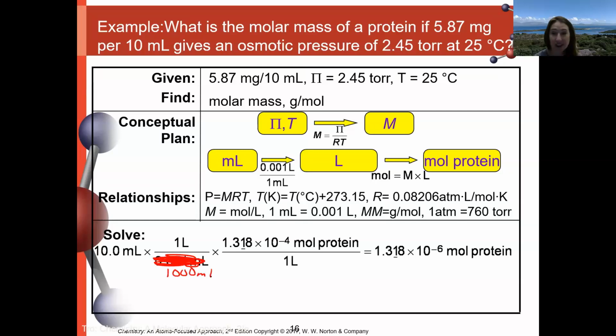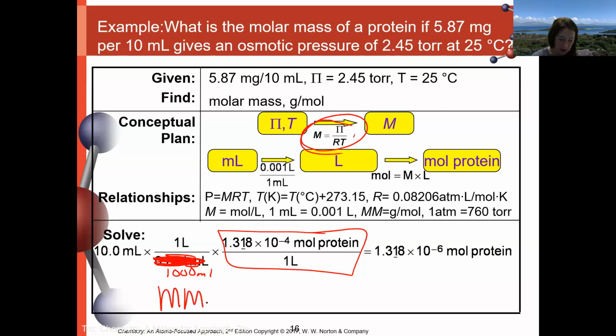1,000 milliliters. I should fix that. 1,000 milliliters in 1 liter. Here, this is our molarity that we got. And now again, this is our moles. Molar mass is grams over moles.